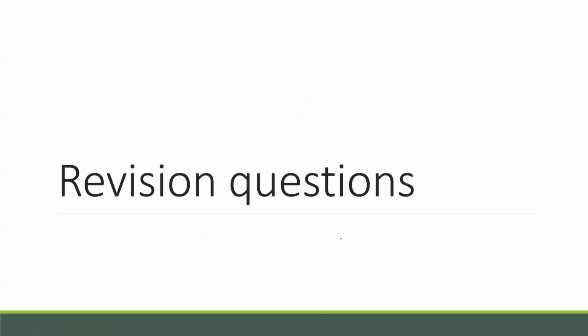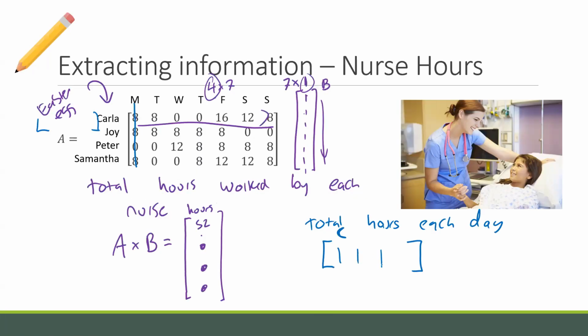Now, the 1 by 4 matrix is going to be made up of ones. We're going to call this matrix C: 1, 1, 1, 1. So that's going to add up all of the nurses for Monday, Tuesday, Wednesday, Thursday, Friday, Saturday, Sunday. It's going to add all of the values for Carla, all of the values for Joy, and so forth. CA will create a 1 by 4 times a 4 by 7, so this will create a 1 by 7 matrix: 1, 2, 3, 4, 5, 6, 7.